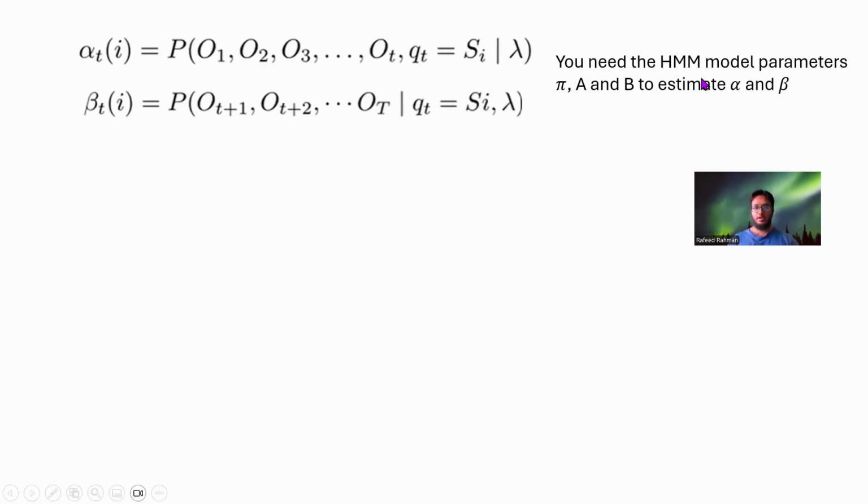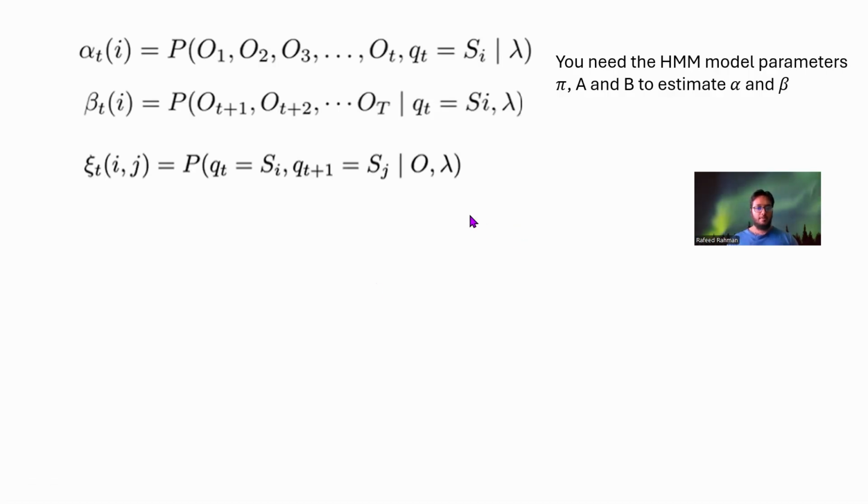In order to estimate alpha and beta, we require pi, A and B, but this is what we want to estimate. So how can we actually derive alpha and beta? Very simple: we randomly initialize pi, A and B. Initially, we just make sure that those things add up to 1 because these are probability distributions.